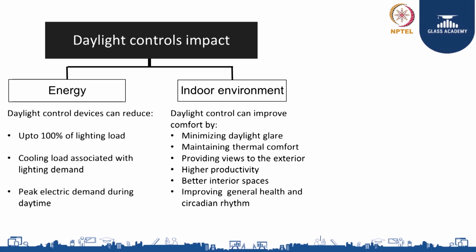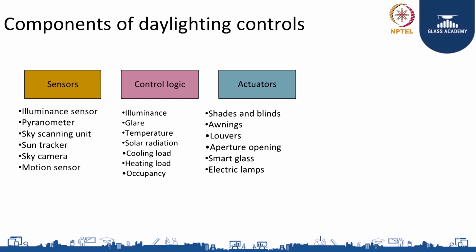These systems can open and provide nice views outside. Overall, all these controls can help in increasing the productivity, and can help in improving the general health and circadian rhythm of the occupants. So what are the components of daylighting controls? We can divide them into three. We can say that there are sensors, then there is some control logic, and then there are actuators.